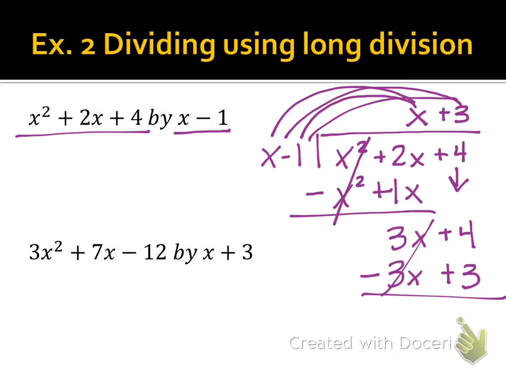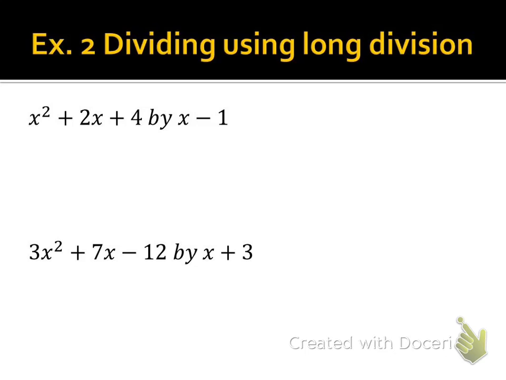What's 4 plus 3? 7. Now, is there anything left for me to drop down? No. Is there anything I could multiply x by to make it identical to 7? No. So this is what you have now. We have a remainder. My remainder is 7, so I'm going to put a plus sign, over, and all you write it over is what's right here on the outside, which is x minus 1. So this would be my final answer.